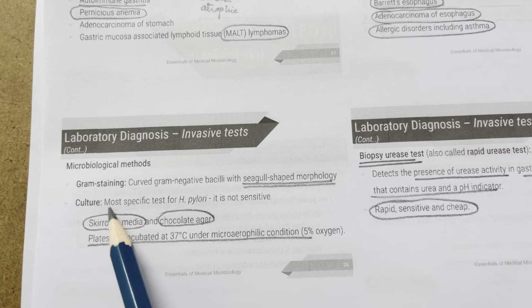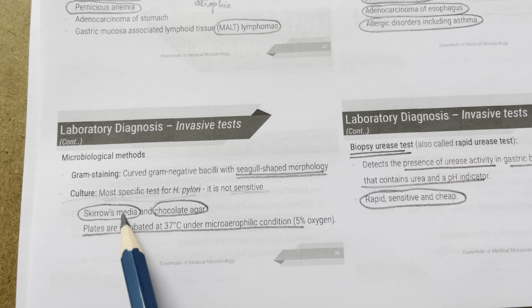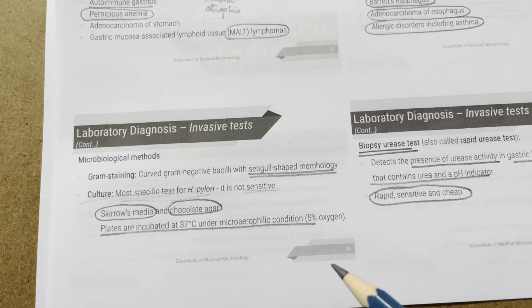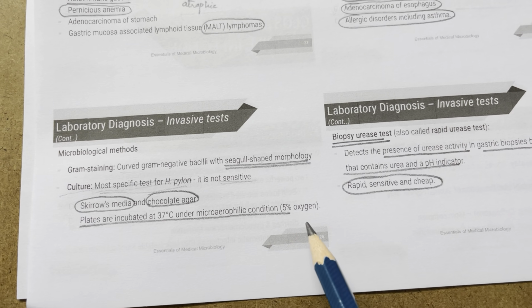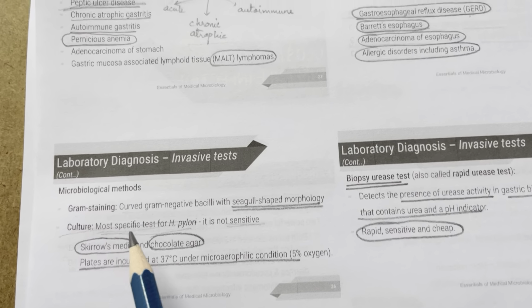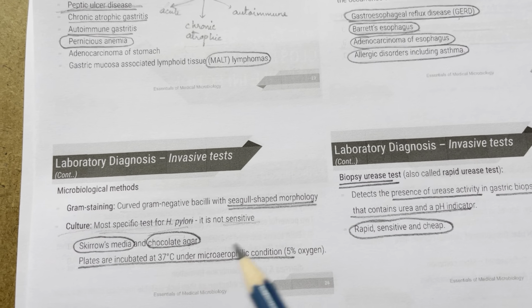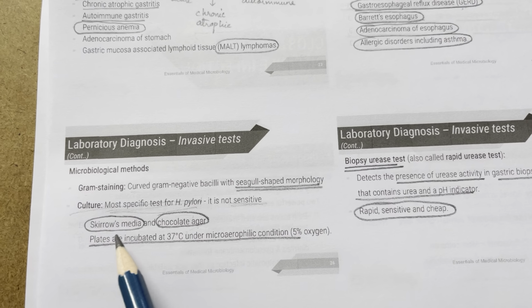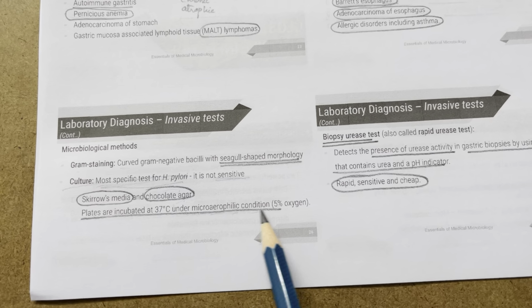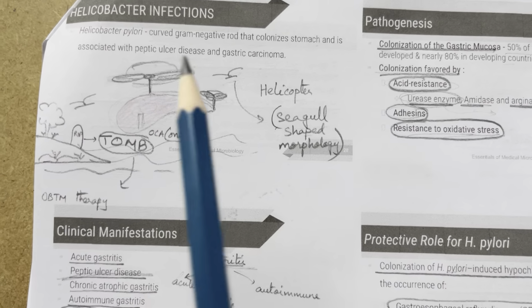Culture is the most specific but not sensitive test for H. pylori. So what is it? Chocolate agar and Skirrow's media. Plates are incubated at 37 degrees Celsius under microaerophilic conditions. So you have something in the stomach that is being affected. Chocolate, people like chocolate, right? So chocolate agar and Skirrow's media. And plates are incubated at 37 degrees Celsius under microaerophilic conditions, because in the helicopter there is less space within the helicopter, so microaerophilic.